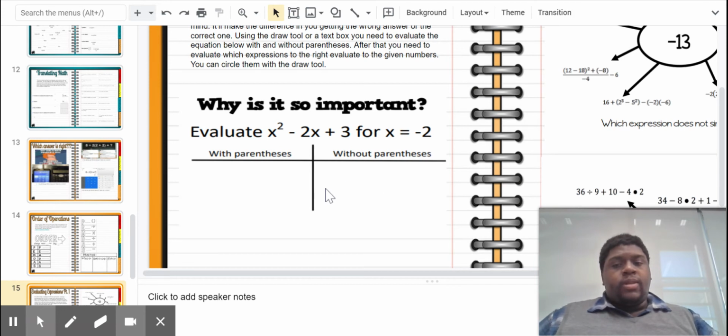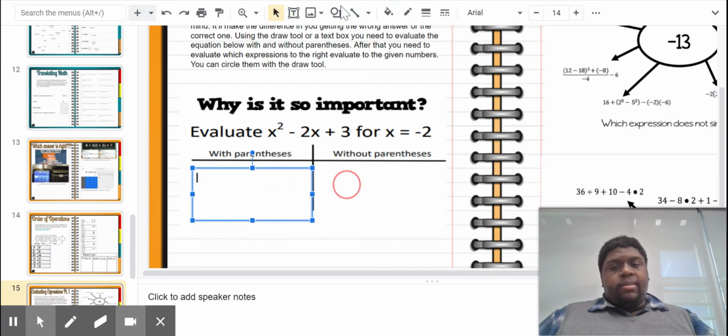What this is doing is emphasizing the importance of using parentheses. Not a lot of people do that when they evaluate things in a calculator, and because of that, it gives them a different answer. So let's go through and take a look at this. We want to evaluate this problem with parentheses in mind and with no parentheses in mind.